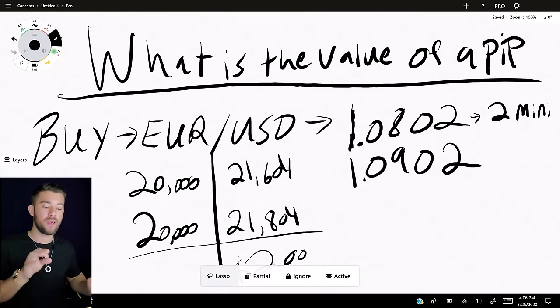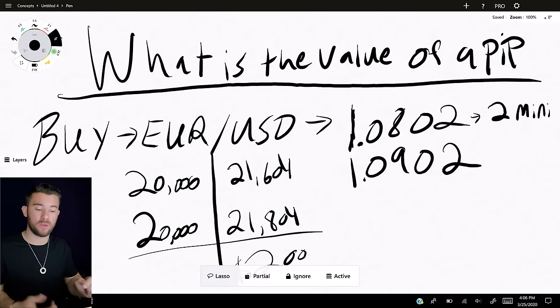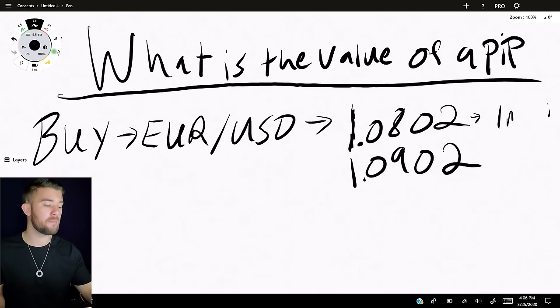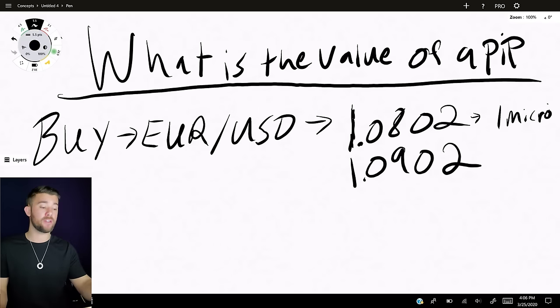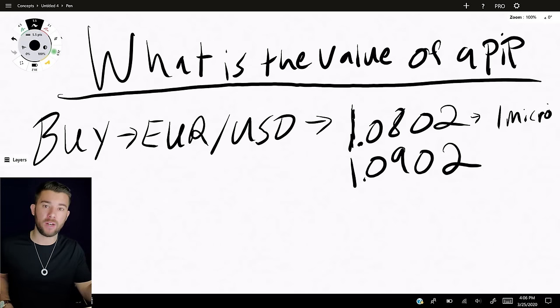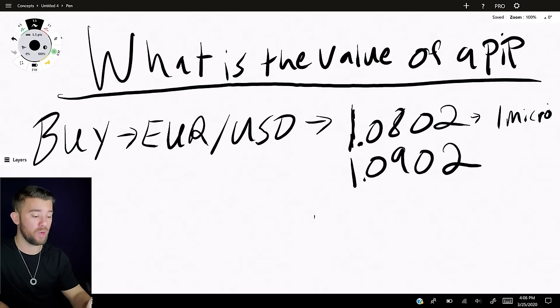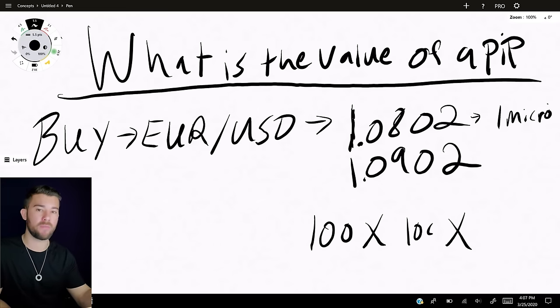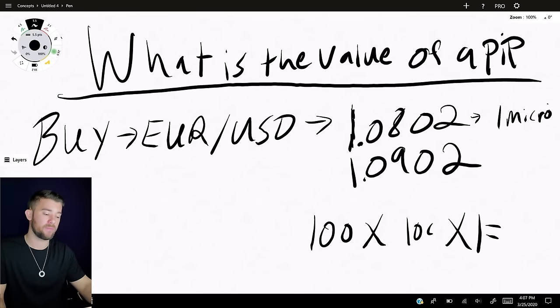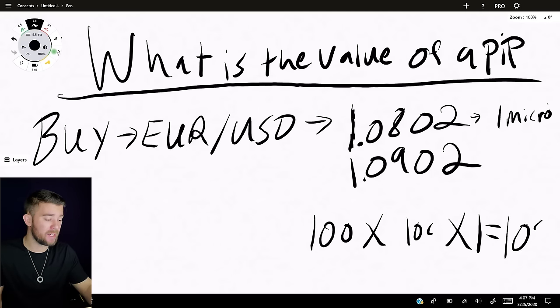But let's go through this last example first on a micro lot. So let's say you want to trade one micro lot, and you buy that one micro lot while the market's at 1.0802, just as with the other examples. We go up 100 pips. What does our equation look like? Well, we have to do 100 pips times 10 cents times the amount of micro lots we're trading, which in this case is one. What does that equal? That means that you would have made $10 on this 100 pip move trading one micro lot.